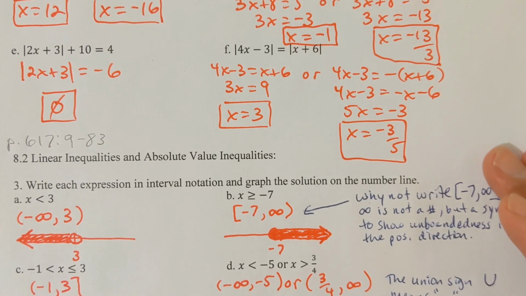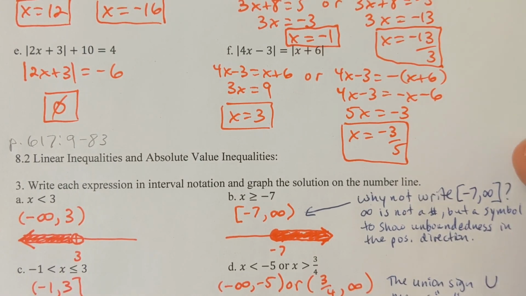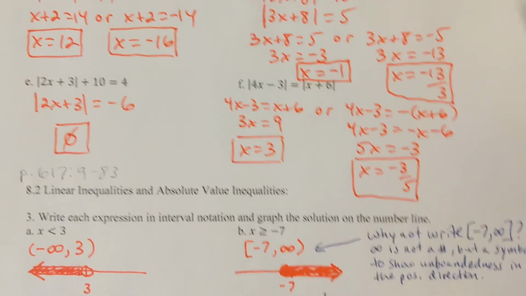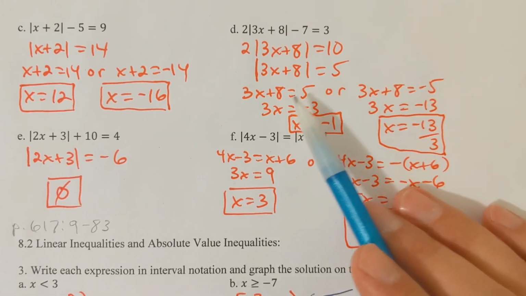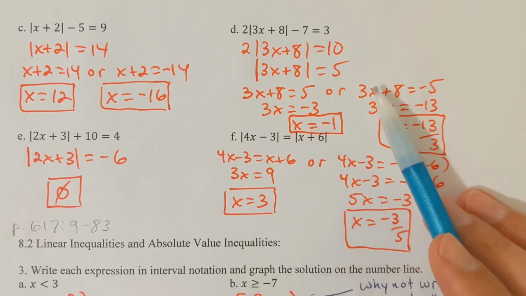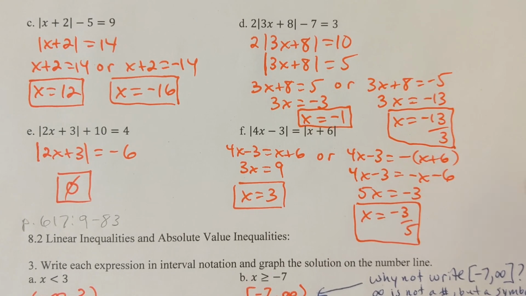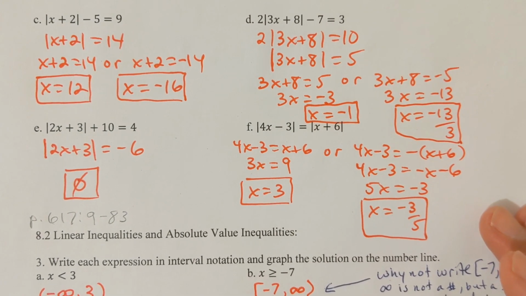Okay. Typically, when you solve an absolute value equation, you're going to have two answers. That should make total sense because you get two equations when you apply the definition for removing the absolute value bars. Okay, so keep that in mind when you're working with this stuff.